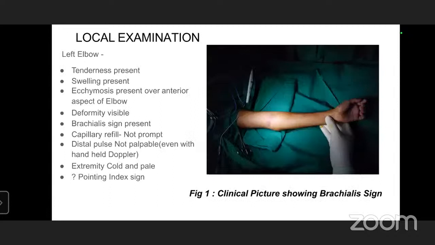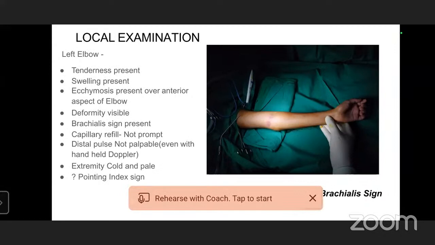Now with the local examination, we found that the left elbow is very tender. It was swelled up. There was ecchymosis present over the anterior aspect of the elbow, which is the brachialis sign, as sir said, brachialis sign or pucker sign. There was visible deformity, and the capillary refill was not prompt, and the distal pulse was not palpable. The radial pulse was not palpable, even with the handheld Doppler. The extremity was very cold and pale, and there was a pointing index sign also.